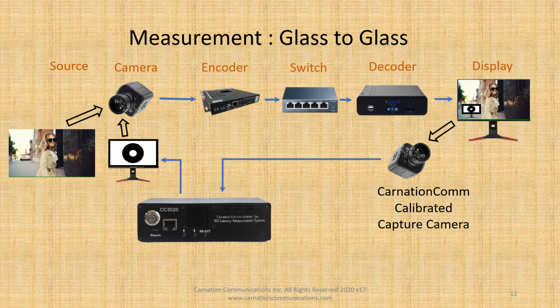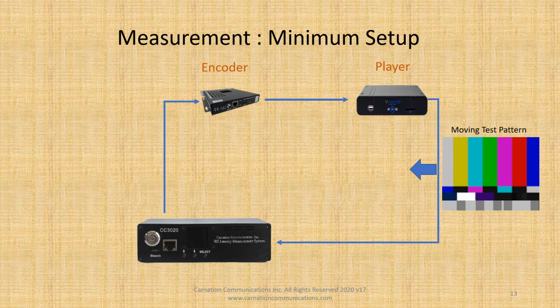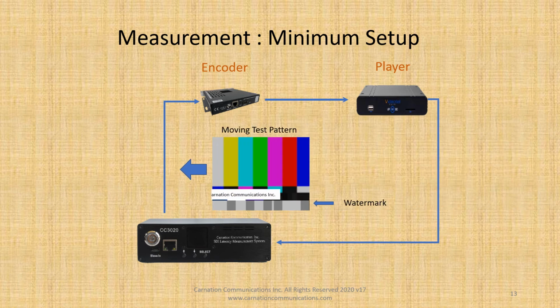Lots of hardware? Well, for a minimum setup, all you need is a moving test pattern generator with a watermark and a watermark detector, which are all built in within the CC tester. Note though that the test pattern will define the setting for the test. The CC220 will support all formats from SD, HD, 3G, and 4K.